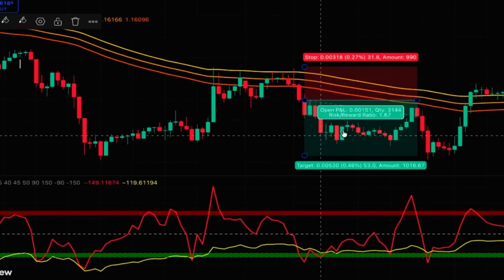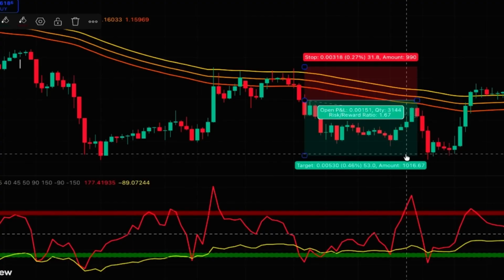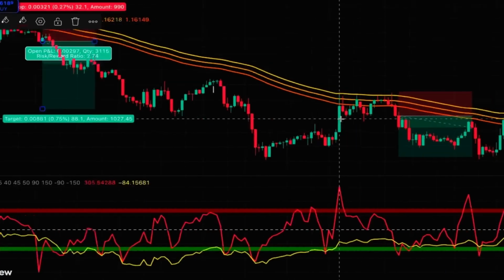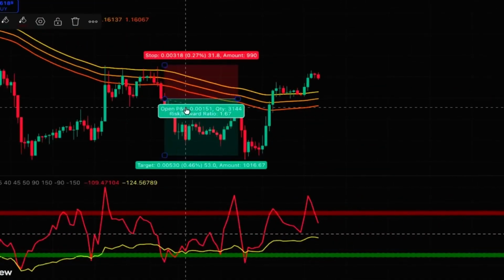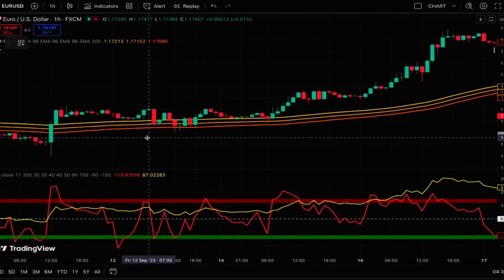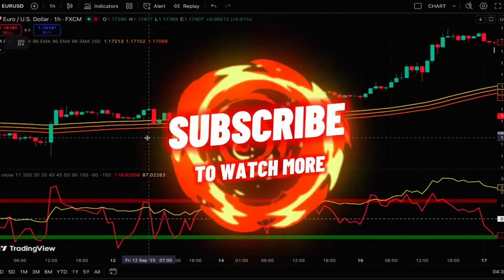But as I mentioned earlier, to decrease your risk, it's better to focus only on the first pullback here. You can see that after this trade, this was the last movement of this downtrend, and then the price turned above the ribbon. All right, now let me teach you the long position setup.